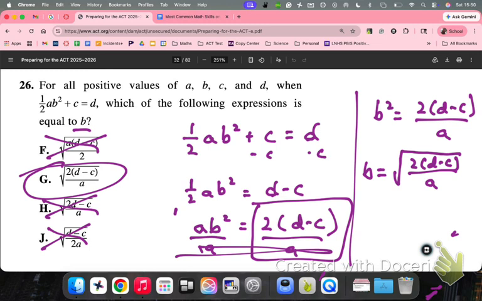stopped at that point there. 2 times d minus c. There's only one answer with that as part of its solution. That g is the answer. Nicely done.